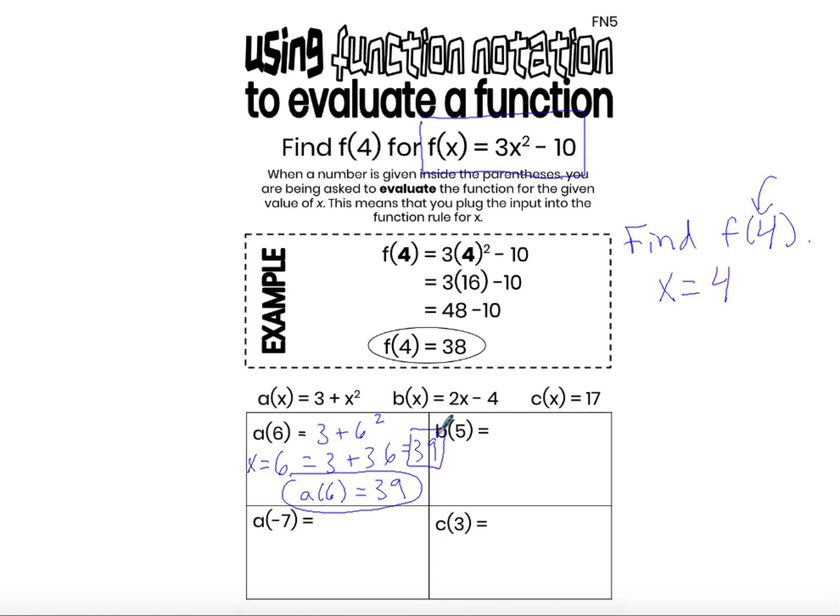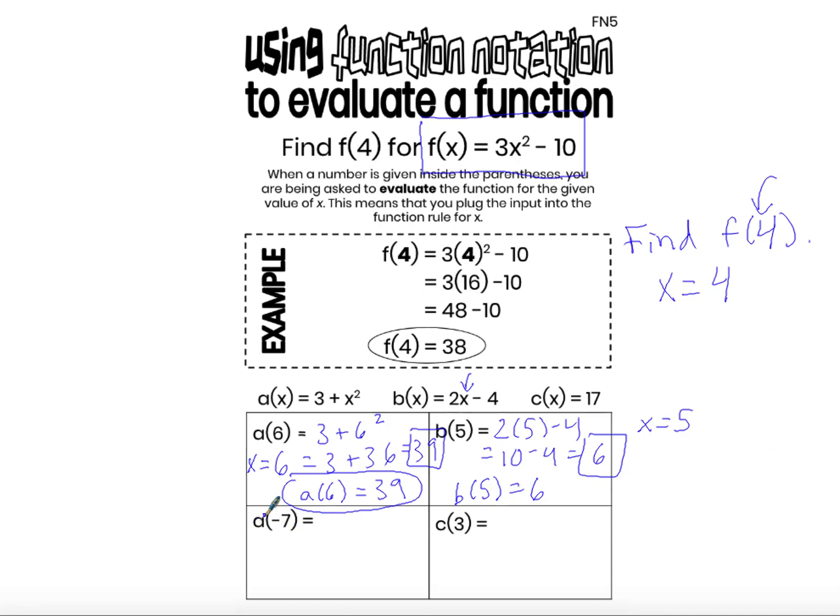I need to pay attention to which function I am referring to. The function name here is b, so I'm looking at the function rule for b of x, which is 2x minus 4. Here I just know x equals 5, so I plug 5 in for x. So b of 5 is 2 times 5 minus 4, which is 10 minus 4, which is 6. That means my answer is 6. When I plug 5 into my function rule b of x, or my function b, I get an output of 6. That is fine for a final answer. B of 5 equal to 6 is also a great final answer.